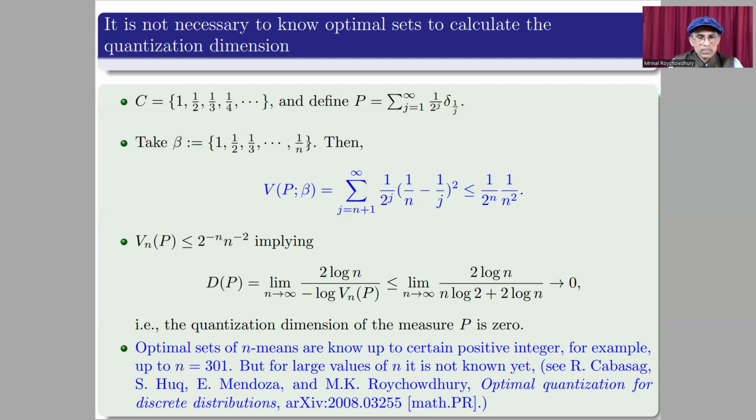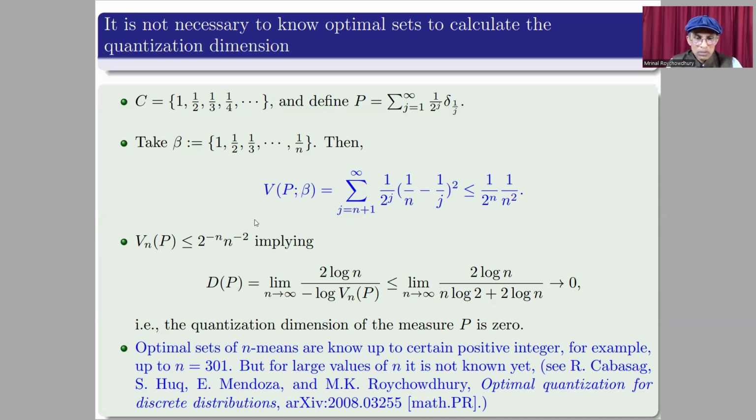Take beta equal to this. Now, how to calculate the quantization dimension? Take beta equal to this, then we get the error with respect to the squared Euclidean distance. This is the error formula. V of beta is less than or equal to this. And then V_n of P, where beta contains n elements, so the error is less than or equal to this. V_n of P is the smallest error, so it must be less than or equal to V of P beta, which is less than or equal to this number. And of course, this is a non-negative number. Then you can calculate by the squeeze theorem that the quantization dimension is equal to 0. Because this goes to 0 and this is non-negative, the quantization dimension of the measure P is 0.